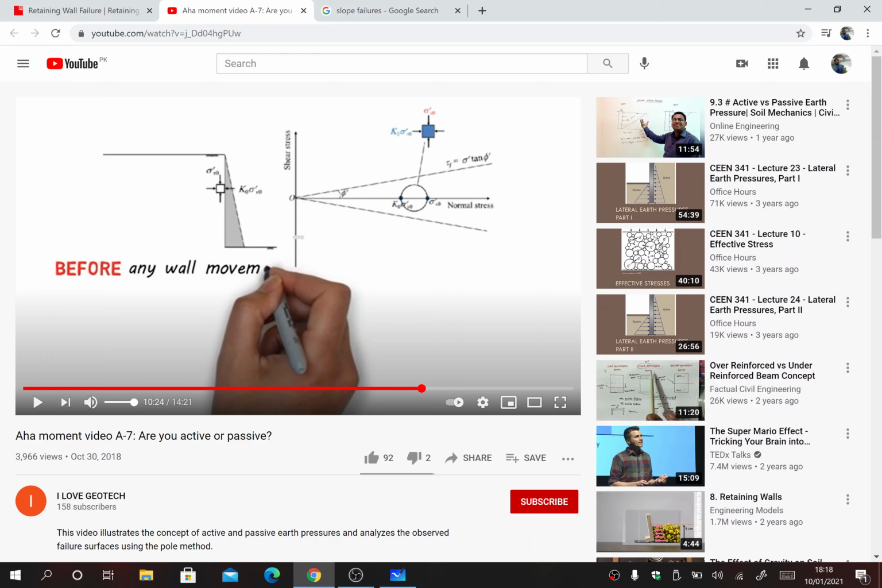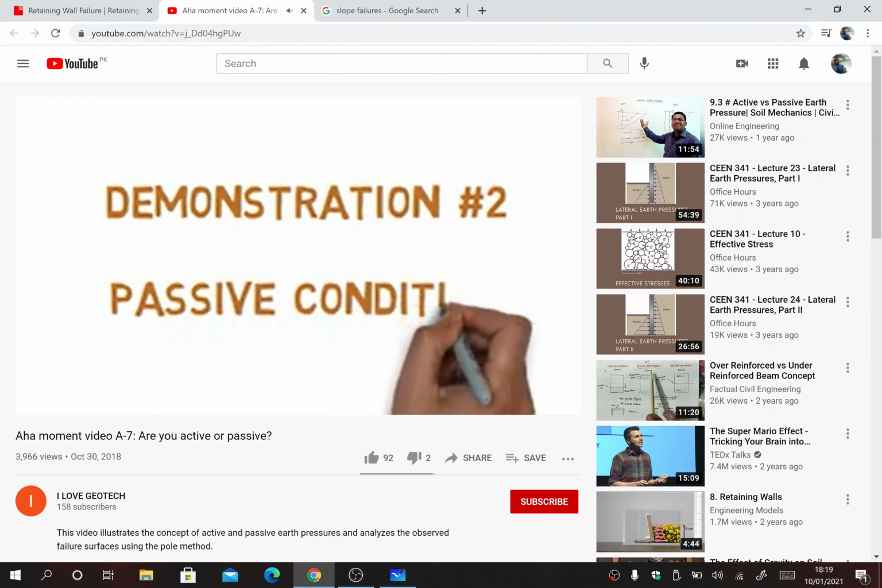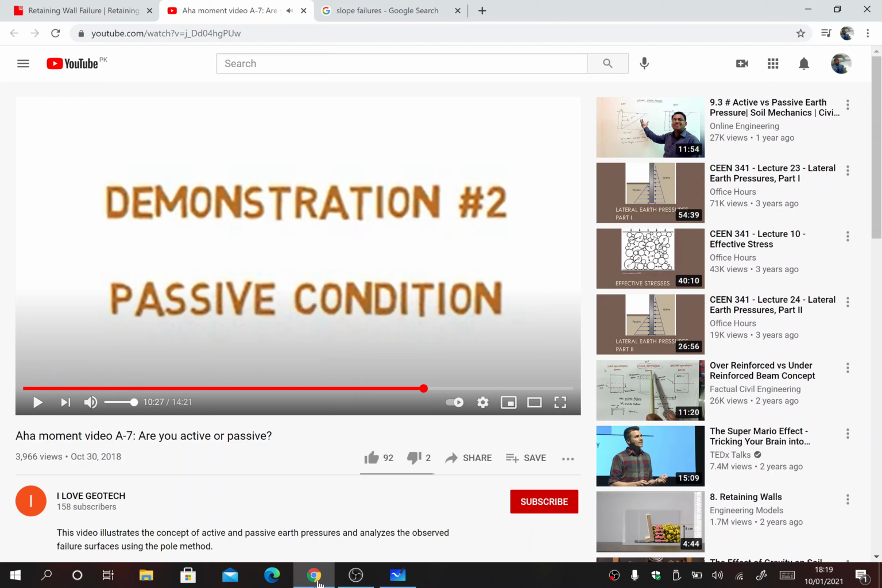For some reason the internet is a little bit slow today. Okay, let's see. So it says passive condition. The first thing that we saw, the first video, was active condition, and this is now passive condition.